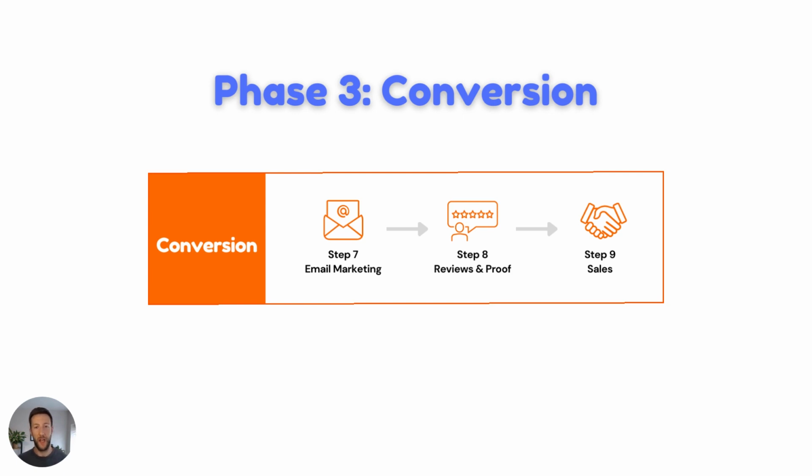So we've got our website in place. We're driving traffic onto the website, but we're not there yet. We still need to turn the traffic into visitors. To do that, it's all about conversion. So the 3 steps we're looking at here are step 7, 8, and 9, starting with step 7, which is email marketing. Email marketing is one of the most effective ways to stay in touch with your customers or your potential customers after they've visited your website.